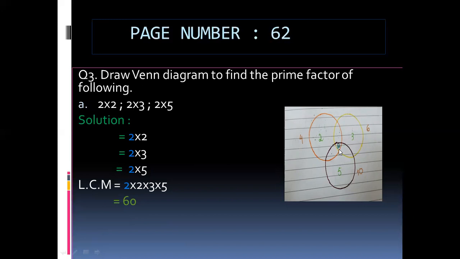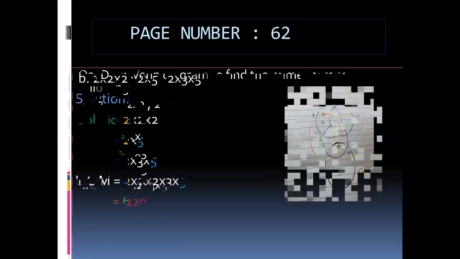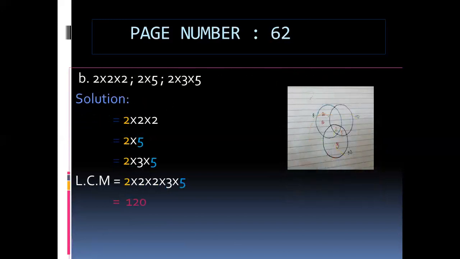So I mentioned in the circles separately 2, 3 and 5 because they are not common there. The LCM will come 2 multiplied by 2 multiplied by 3 multiplied by 5. The LCM of these 3 sets of prime factors is 60. Same for part B, 3 sets are given there: 2 multiplied by 2 multiplied by 2, then 2 multiplied by 5, then 2 multiplied by 3 multiplied by 5.